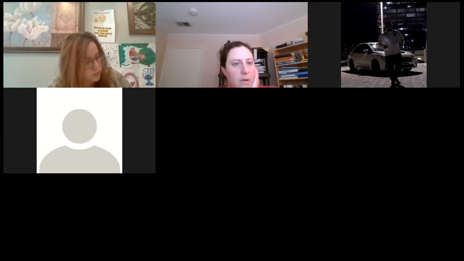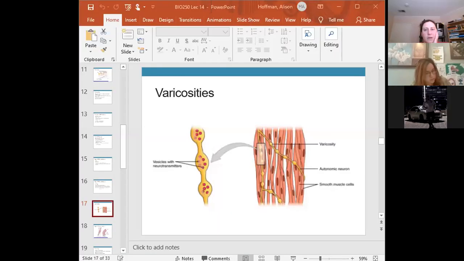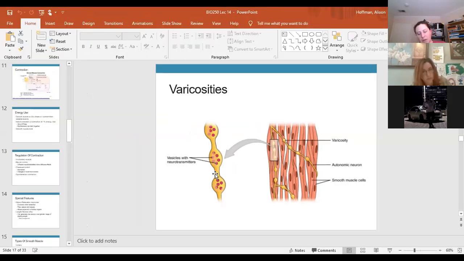All right, so as far as when we're comparing the different types of muscle tissue, one of the things we look at is the difference in the nervous system connection to skeletal muscle as opposed to smooth muscle.